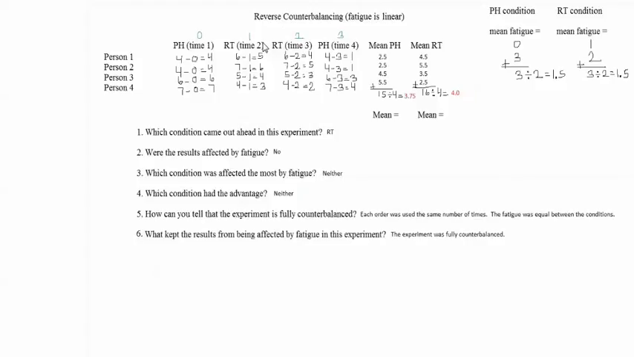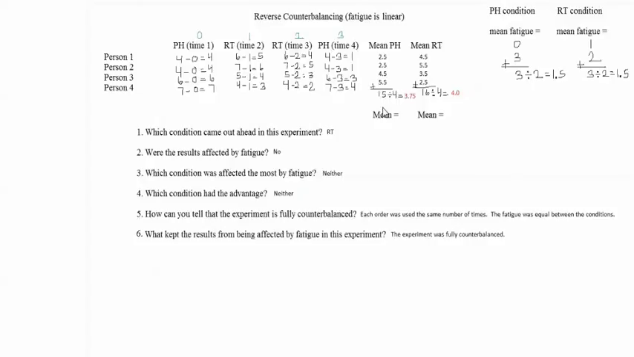I took the 2 Round Table ratings, which were 5 and 4. 5 plus 4 is 9. 9 divided by 2 is 4.5. I did that for each person. For person 2, it would have been Pizza Hut was 4 plus 1 is 5, divided by 2 is 2.5, and 6 plus 5 is 11, divided by 2 is 5.5.